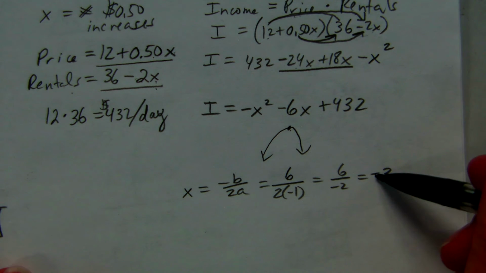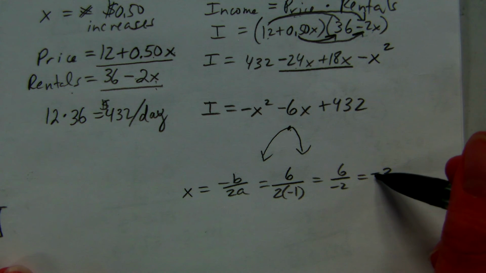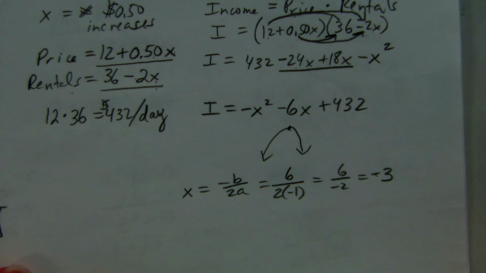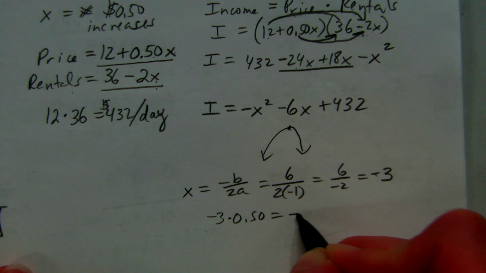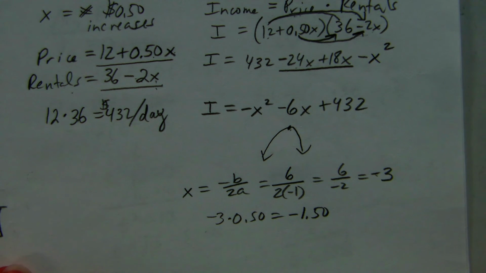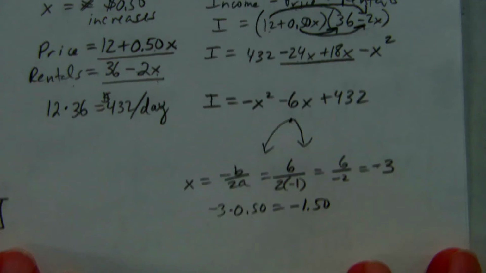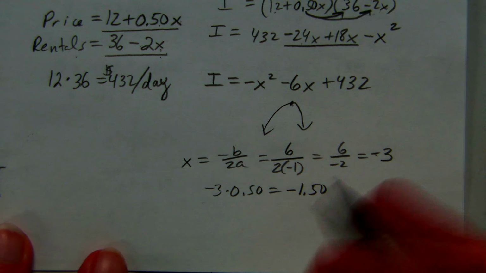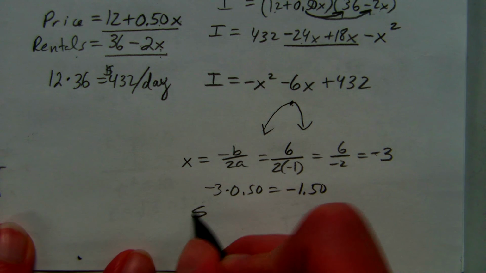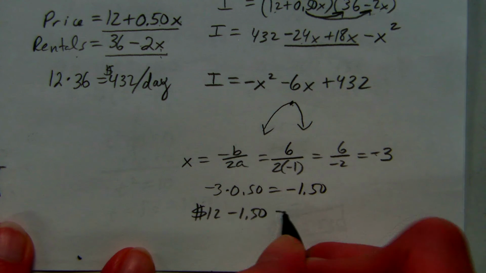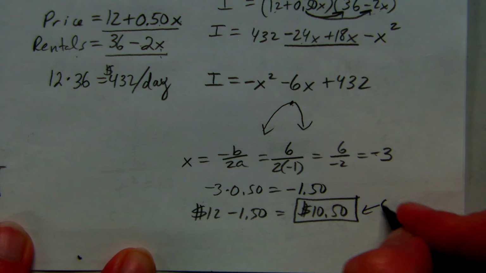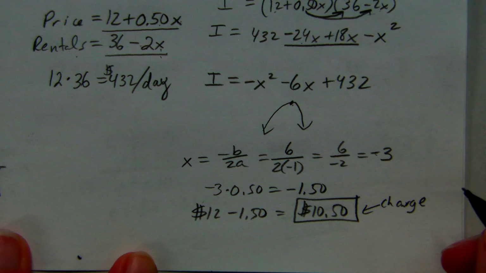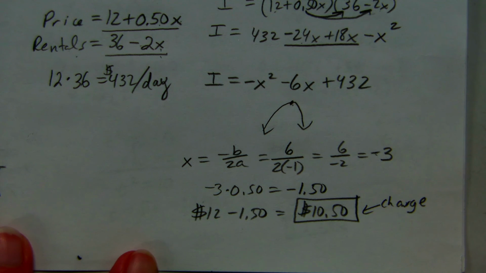So if I did negative 3, 50-cent increases, what does that actually mean we're going to do to the price? We should lower the price. So negative 3 times 50 cents actually means we should drop the price $1.50. So instead of charging, what were we charging? $12, we should take off $1.50, which would be $10.50. So I'll write that out. So right now we're charging $12. We should take $1.50 off of that, which means we should charge $10.50. And we will actually make more money, in theory.